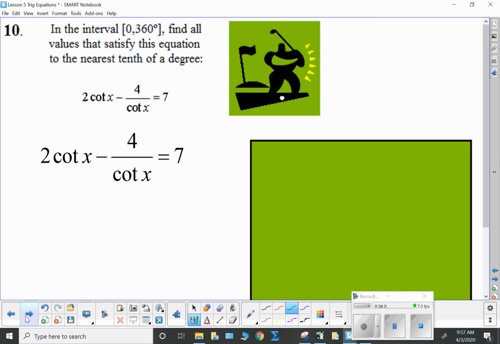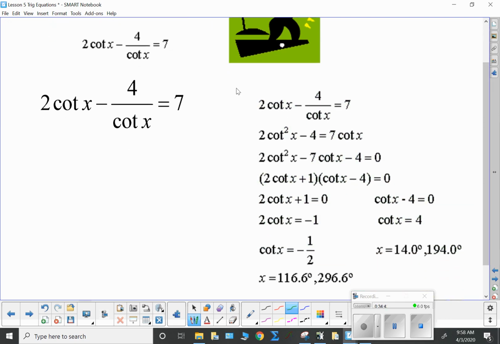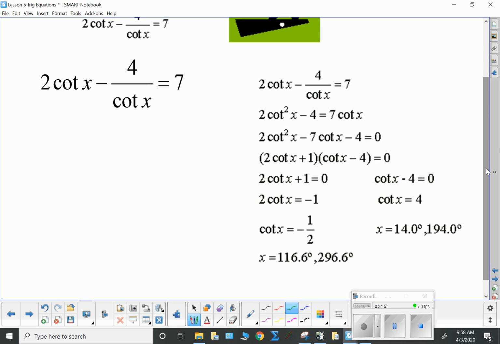Okay. Next up, try this one. Remember how we solved the other one? Get rid of that fraction. You're back? Great. Take a look here. We multiplied everything through by cotangent x. And then this one, we were able to factor. Over here, cotangent is equal to -1/2. Over here, cotangent is equal to 4. Now be real careful because tangent and cotangent can be more than 1. Okay?